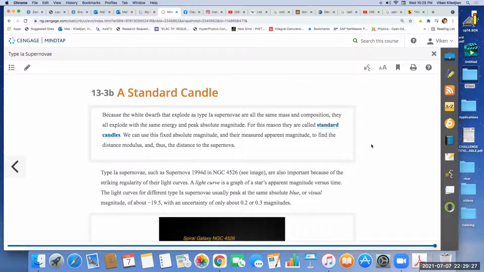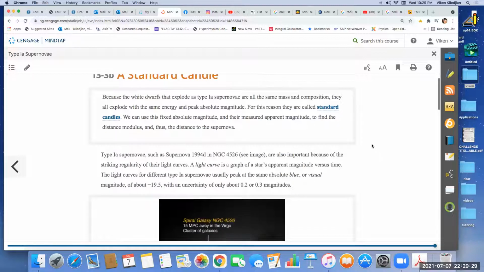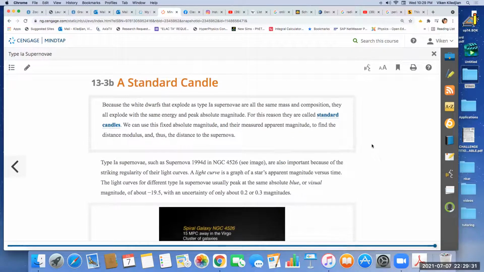A standard candle. Now you say, what does a candle have to do with this? Well, let's read on. Because the white dwarfs that explode as type 1a supernovae are all the same mass and composition, more or less, right? They tend to be about the same mass and the same composition. They all explode with the same energy and peak absolute magnitude. For this reason, they are called the standard candles.